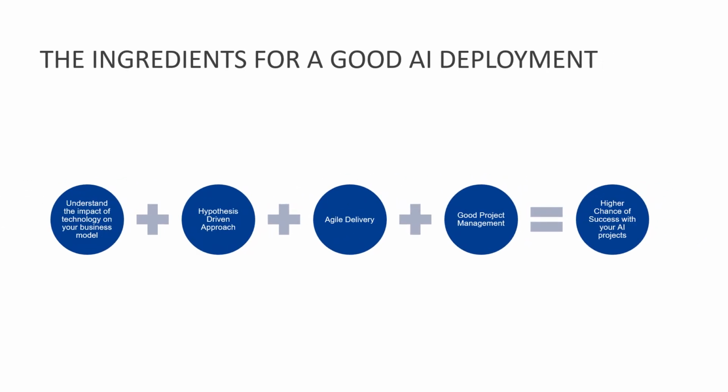So how do you handle these? Knowing that there's a lot of known unknowns and also a lot of unknown unknowns, how do you manage these? In my opinion, based on my experience, there's a number of what I would call key ingredients for a good AI deployment.